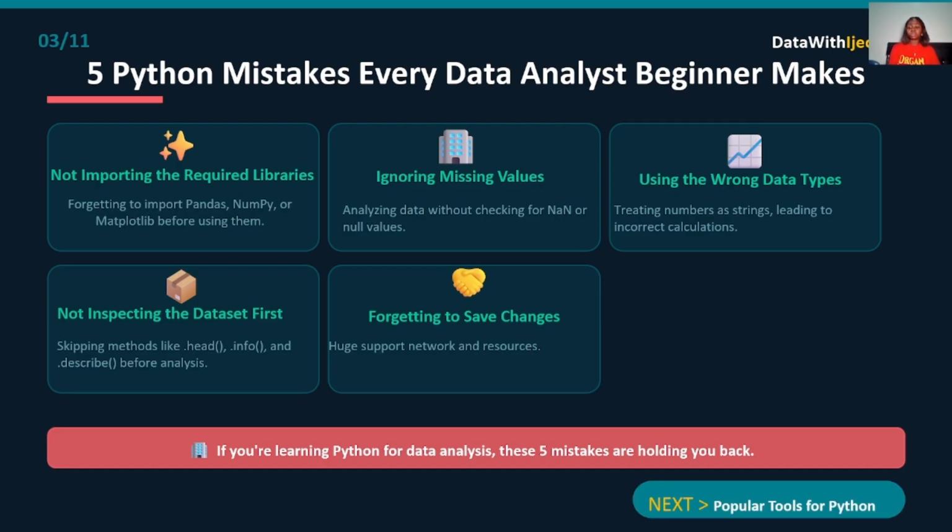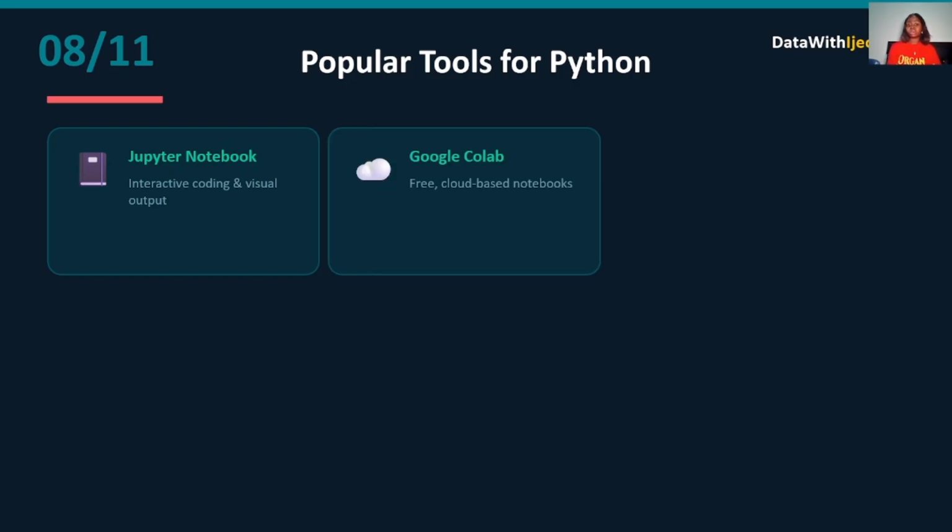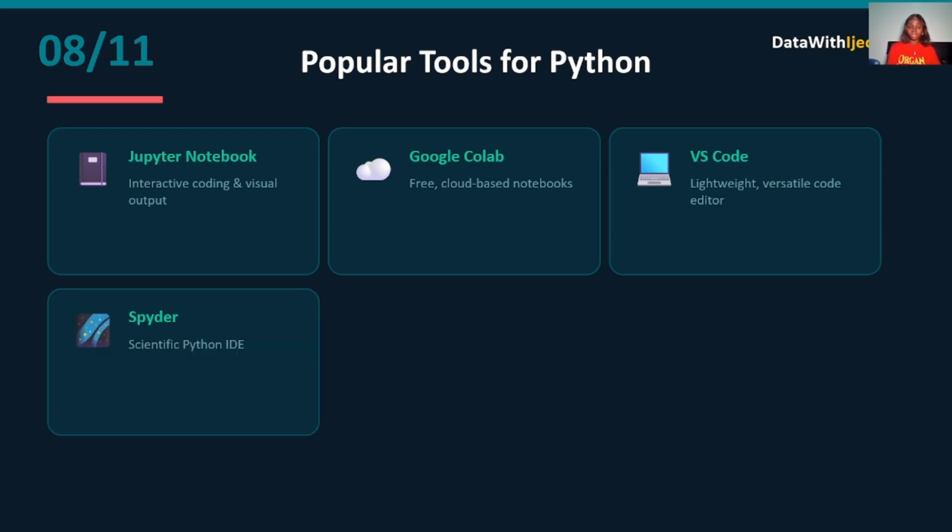Next, we'll be looking at popular tools for Python. Among the popular tools for Python, we have Jupyter Notebook. Jupyter Notebook allows interactive coding and visual outputs. The next one is Google Colab. Google Colab is a free and cloud-based notebook. The next one is VS Code. VS Code is a versatile code editor and it is lightweight.